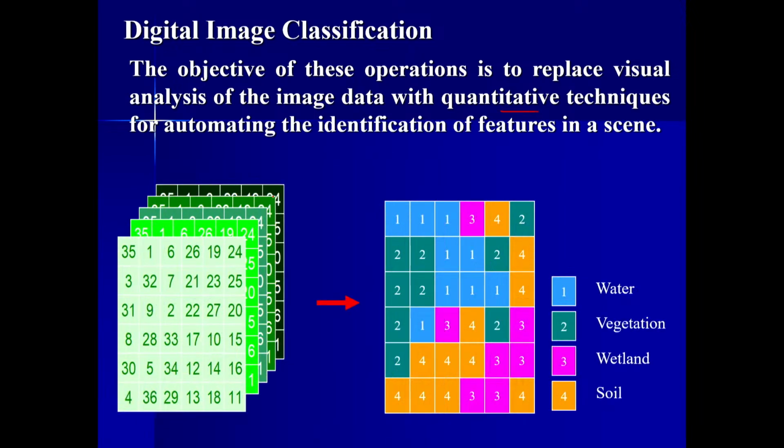Here you can see one example of a 5 band image, and an image is basically an arrangement of numbers in the form of rows and columns, and there are 5 bands. So you can apply any supervised or unsupervised classification approach. Overall you see the output is coming as one layer, and each pixel is labeled to one class. Suppose all this cyan color is labeled to class 1, that is water. 2 is labeled as vegetation, 3 is labeled as wetland, and 4 is labeled as soil.